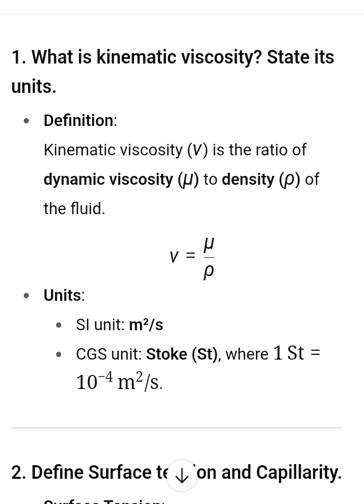Kinematic viscosity, nu, is the ratio of dynamic viscosity to the density of the fluid. Nu equals mu divided by rho. Unit: meter square per second.